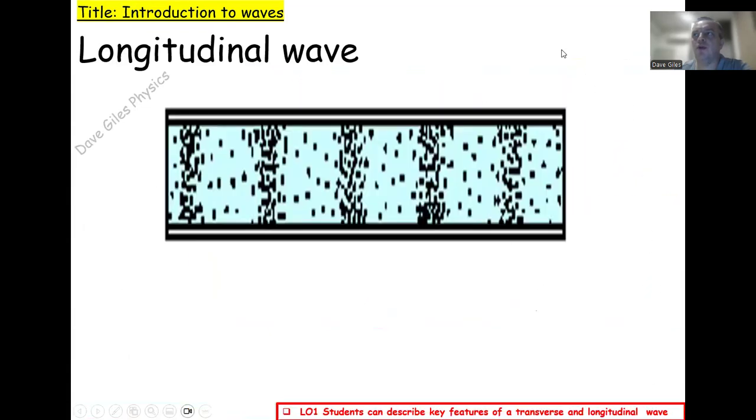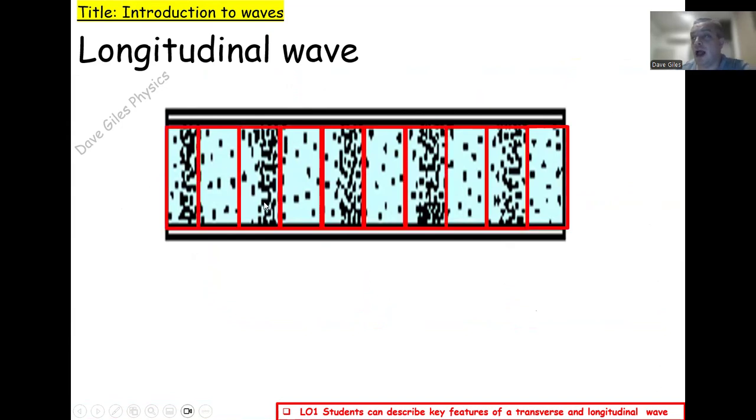Okay, so now we're going to move on to looking at a longitudinal wave. So this here is an example of a longitudinal wave, possibly a sound wave. It's one example of a longitudinal wave. So what I've done here is I'm measuring the distance along this wave. And if you notice, about every 1 meter, there's a big change.